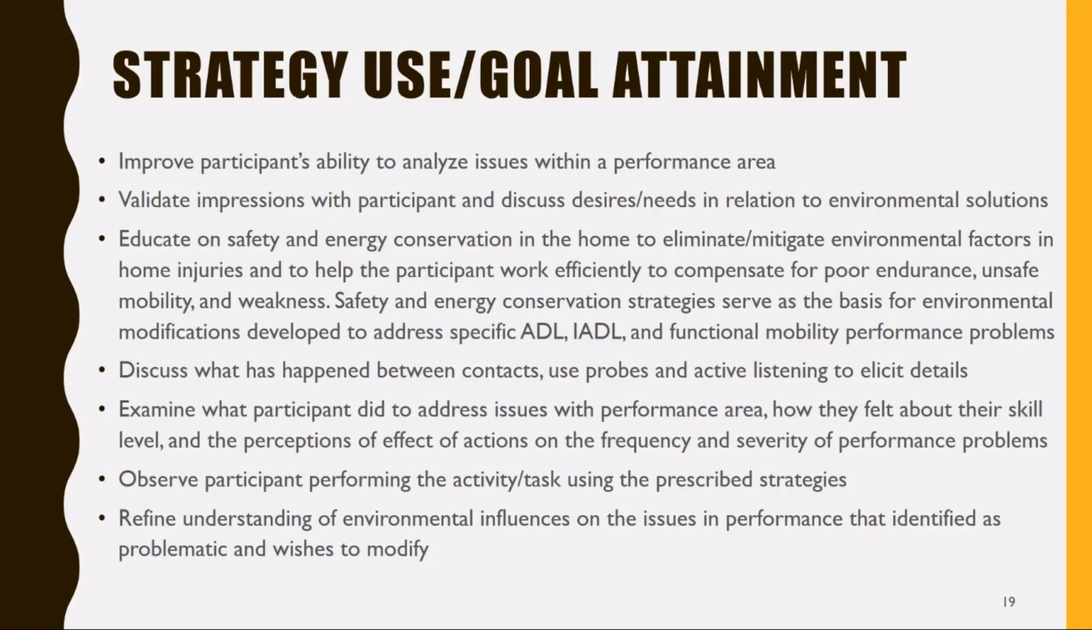So one of the strategies that OT uses for goal attainment is improving the participant's ability to analyze issues within a performance area. What they do is they validate impressions with the participant and then discuss their desires and needs in relation to the environmental solutions. They can educate on safety and energy conservation in the home to eliminate or mitigate environmental factors in the home that might cause injury, or help the participant work more efficiently to compensate for poor endurance, unsafe mobility, and weakness.